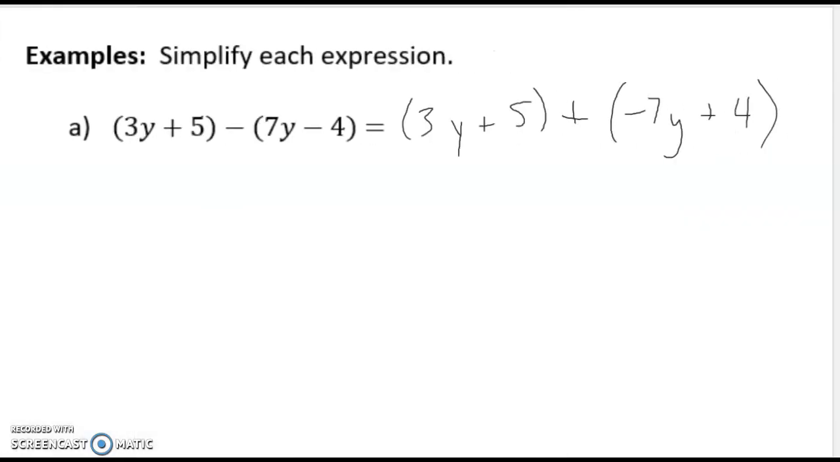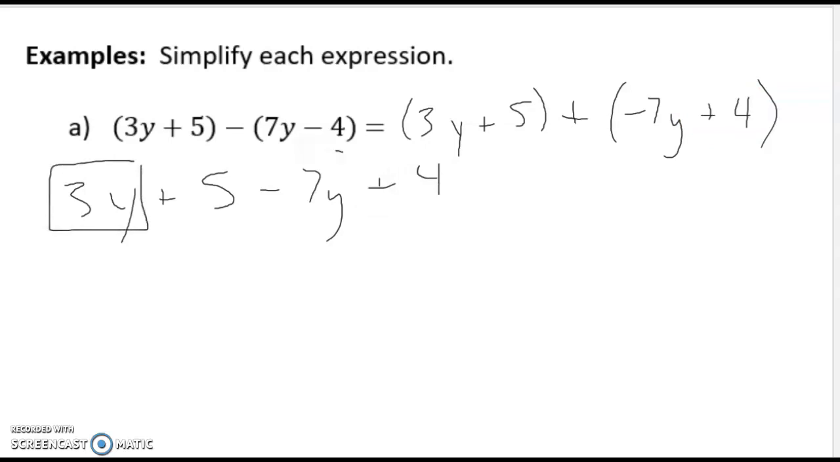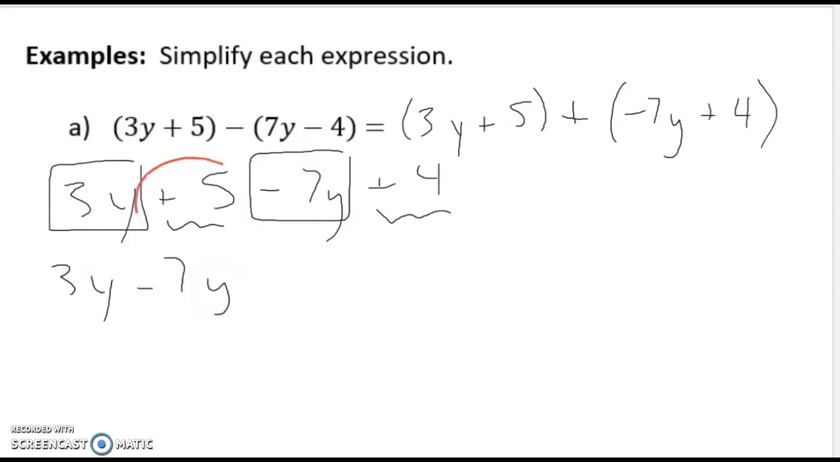So here we go. I'm going to write it on the far side. So I'm going to have 3y plus 5 minus 7y, and then plus 4. Now we're going to collect like terms. So here is my y, here is my y. Always take the sign in front. And then my constants. So now we are going to collect like terms. So we have 3y minus 7y. We got those collected. Then we have our constants, plus 5, plus 4.